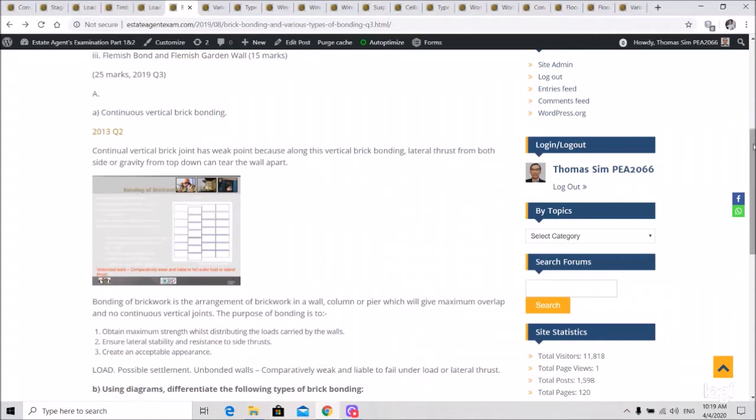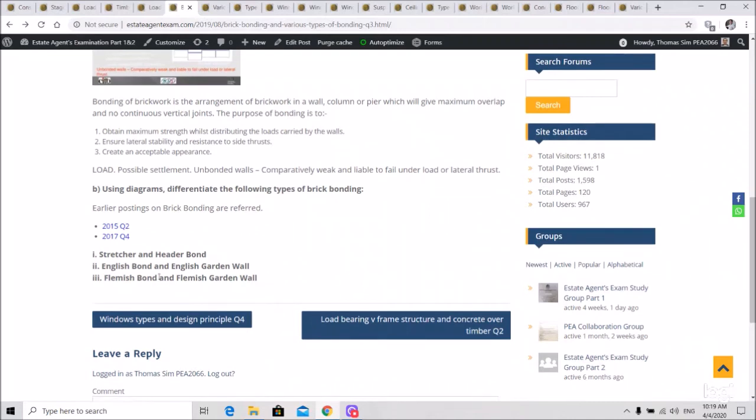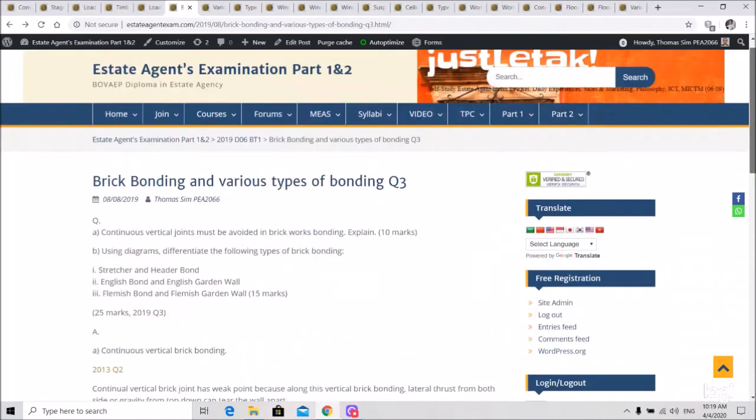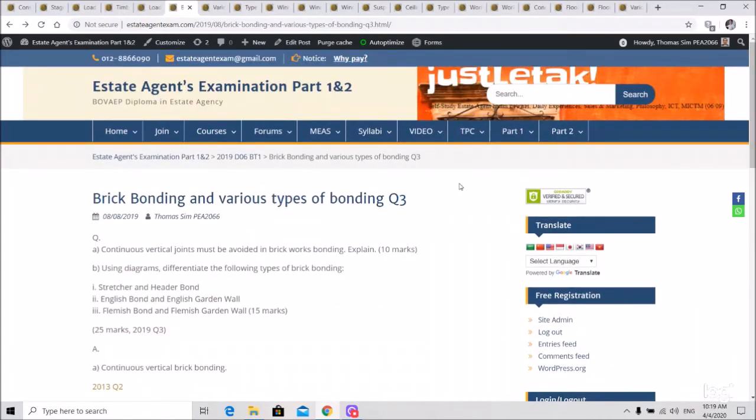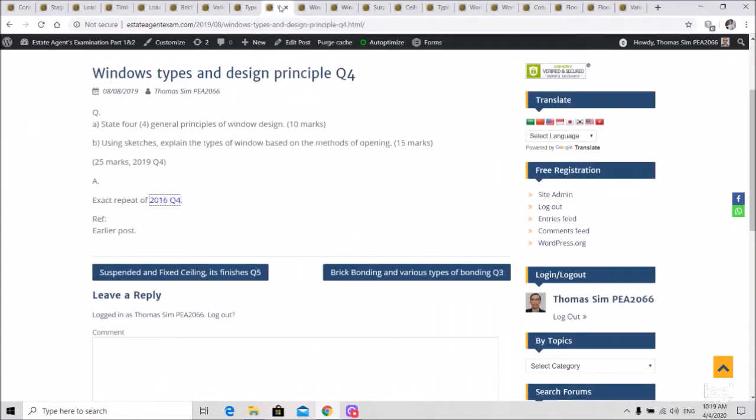So this is the purpose of these different types of joints, and the best is the English garden wall bond. English bond is the strongest of all. Anyway, I hope you can understand. If not, then you need to search for different pictures.